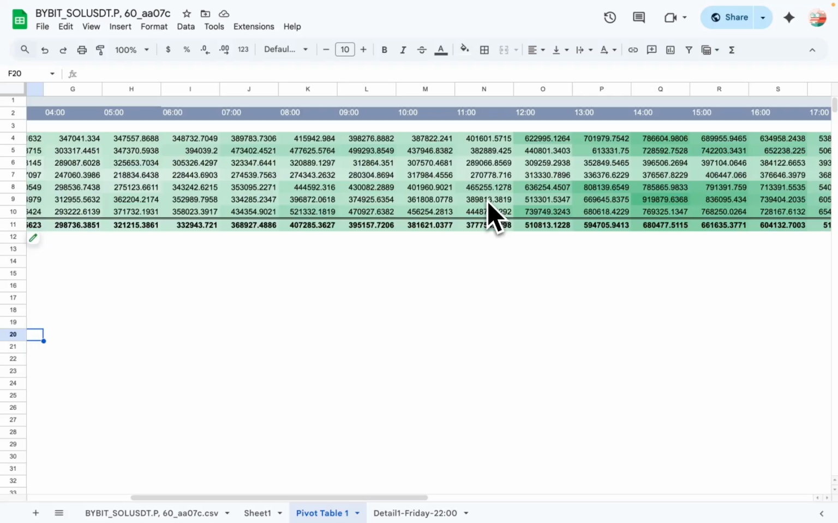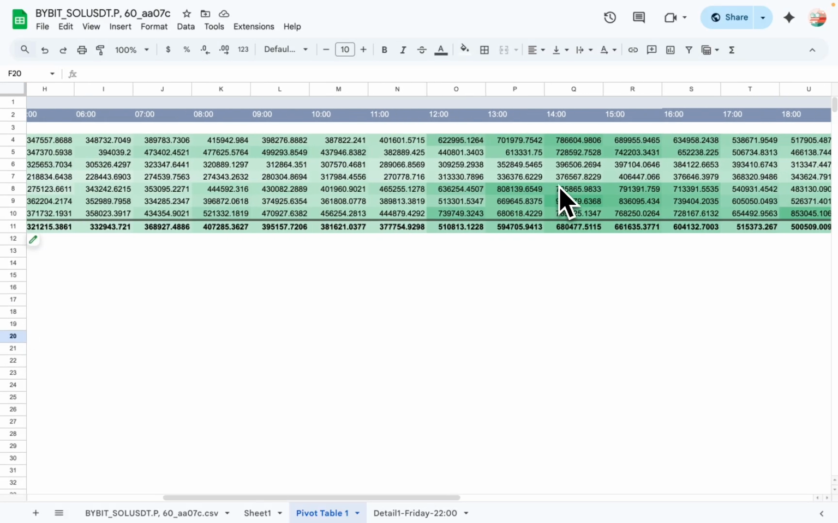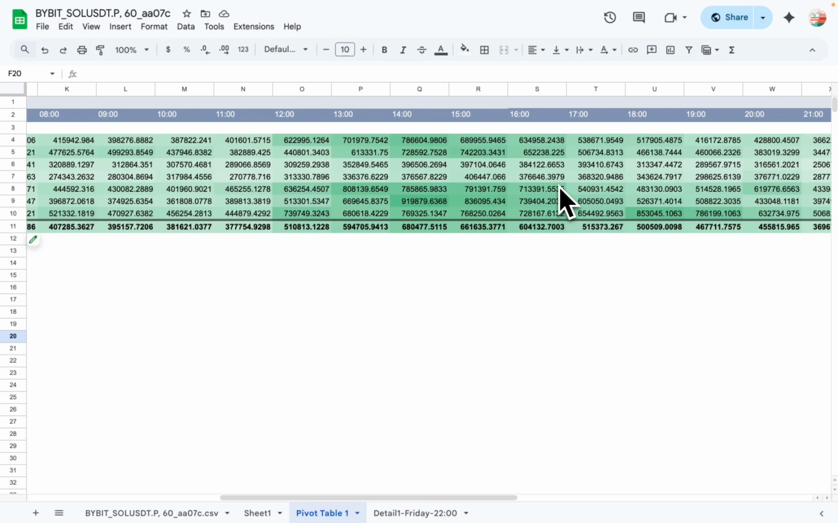Volume was fading away, going out of the market. We're not having so much volume in the market. But from 12 a.m., volume peaks. 12 a.m. is when my New York session starts.